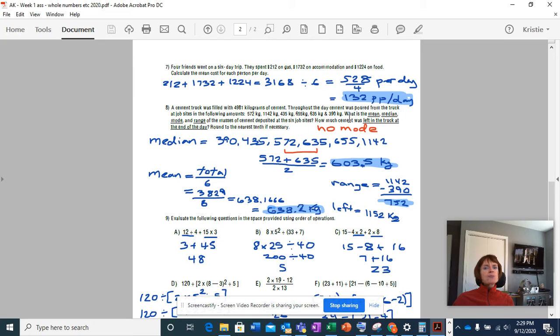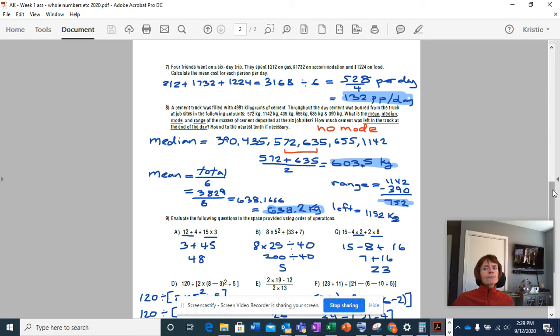Because no values repeat in that list, there's no mode. Don't say mode equals 0. 0 isn't the value. There's no mode. The range is the highest minus the lowest, just 752 in difference. And what's left in the truck at the end of the day is the 4981 to start minus the total 3829 to get a difference of 1152.